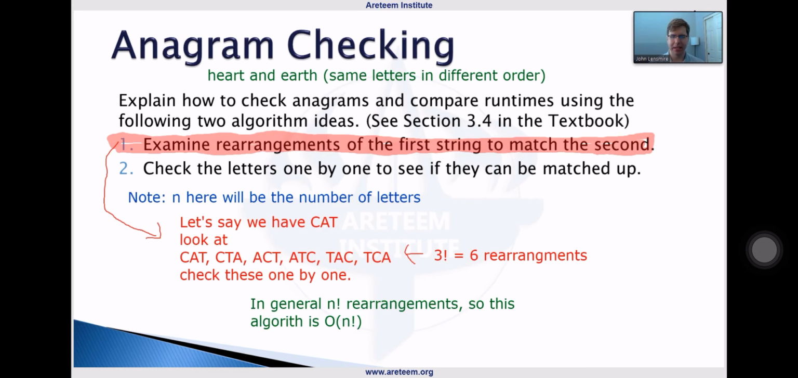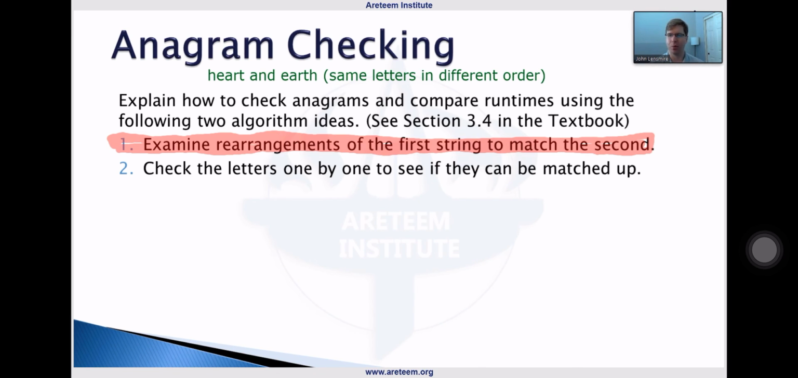Now, let me just keep n factorial as the growth rate for this one. So maybe right here, we can label this as O of n factorial. That is our growth rate for this first expression. And we now want to do the same thing for our second one as well: check the letters one by one to see if they can be matched up.